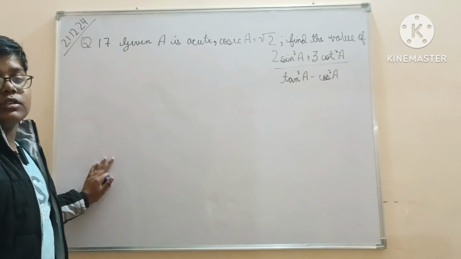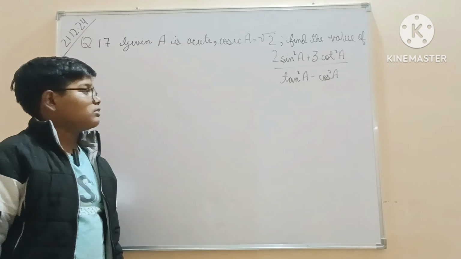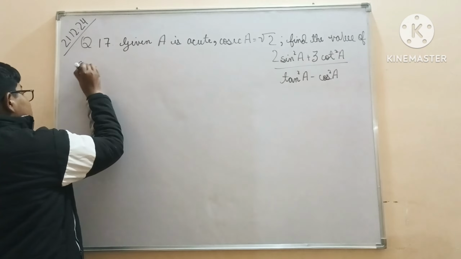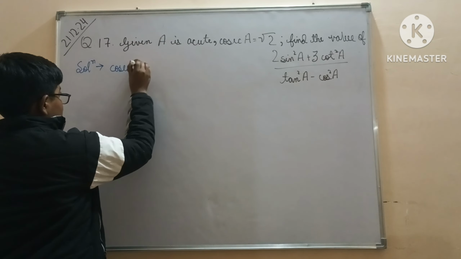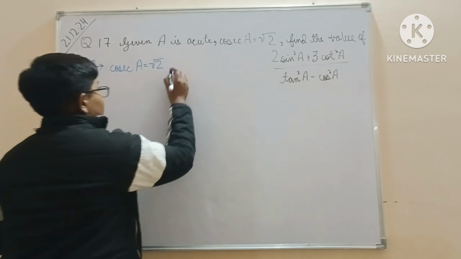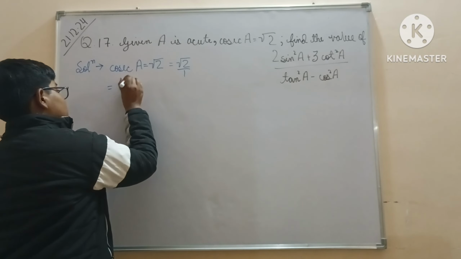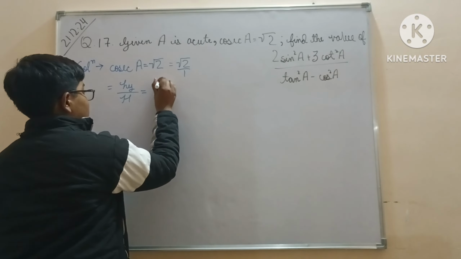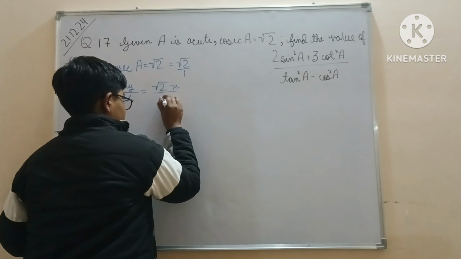We are completing the chapter on trigonometrical ratios, and we are on the 17th question of this chapter. It is given that cosec A is equal to root 2, so we can also write it as root 2 divided by 1. The formula of cosec theta is hypotenuse divided by height. So the hypotenuse will be root 2 and the height will be x.